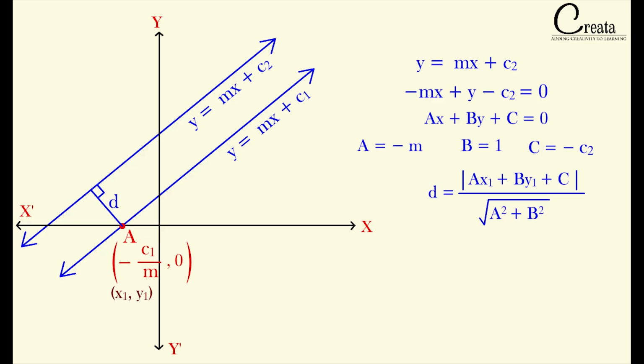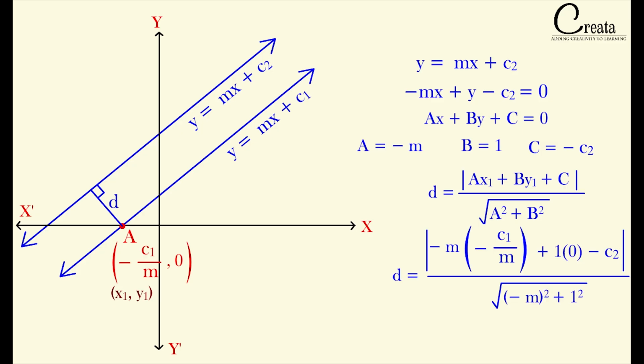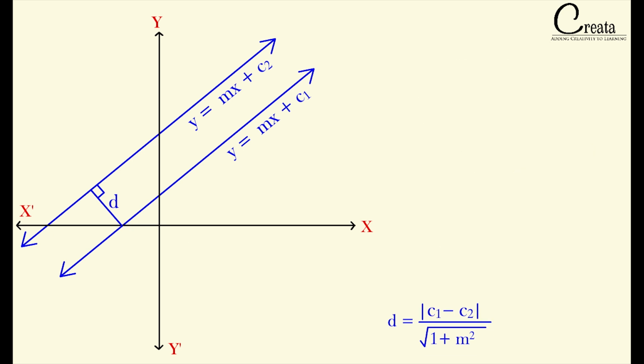Okay, let's put the value in our formula. On solving, we got the distance d as mod of c1 minus c2 upon root of 1 plus m square. Okay, got it? This is the formula for the distance between two parallel lines.